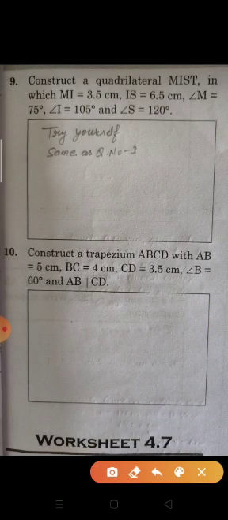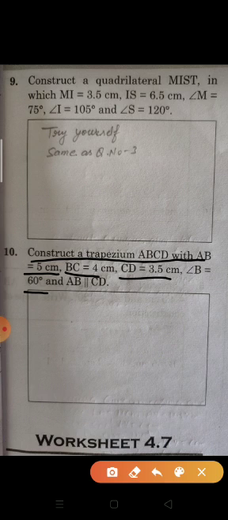Now question number 10. Construct a trapezium ABCD with AB equal to 5 centimeters, BC equal to 4 centimeters, CD equal to 3.5 centimeters, angle B equal to 60 degrees, and AB parallel to CD. So the construction of question number 10. First we draw the rough diagram of the question. Since AB is parallel to CD, now we know angle C, because angle B is given as 60 degrees. So angle C is equal to 180 minus angle B, which means 180 minus 60. So angle C is equal to 120 degrees.